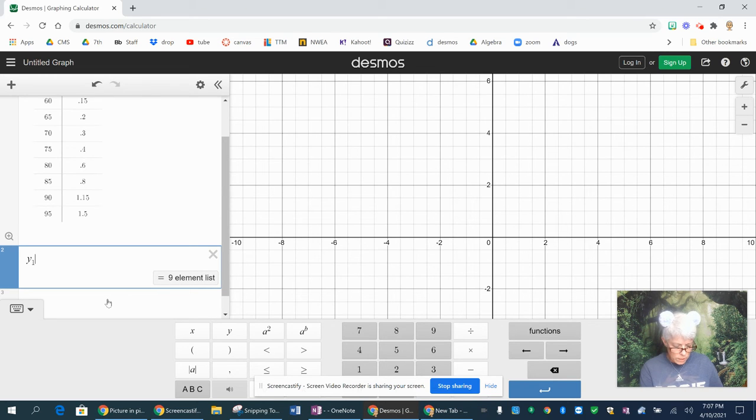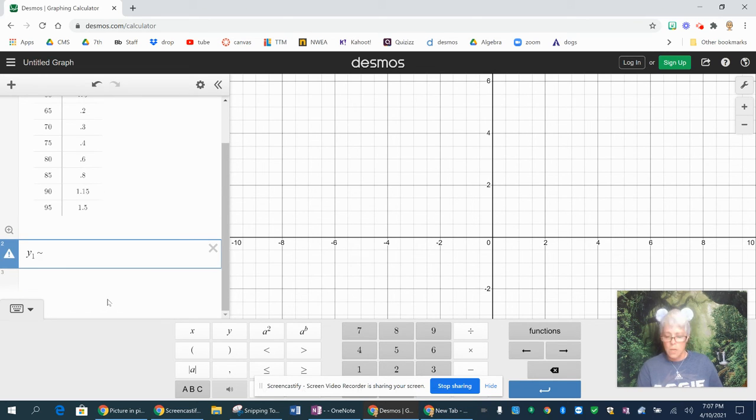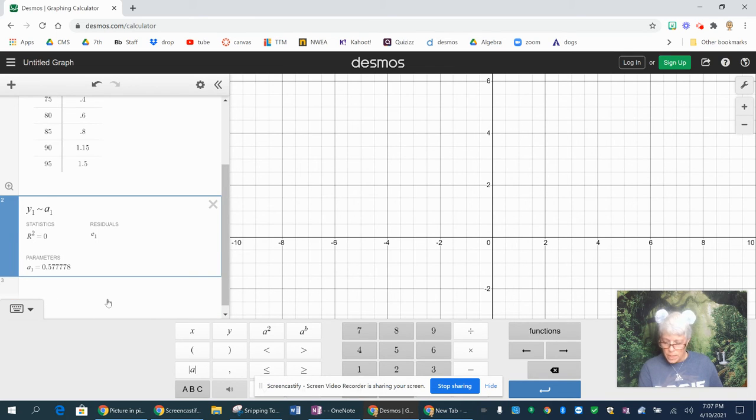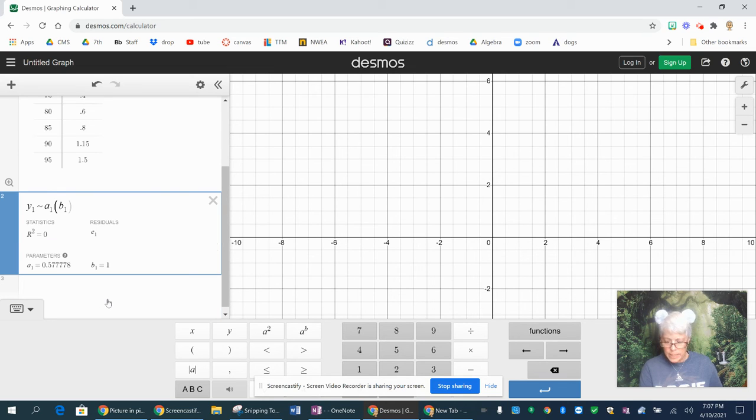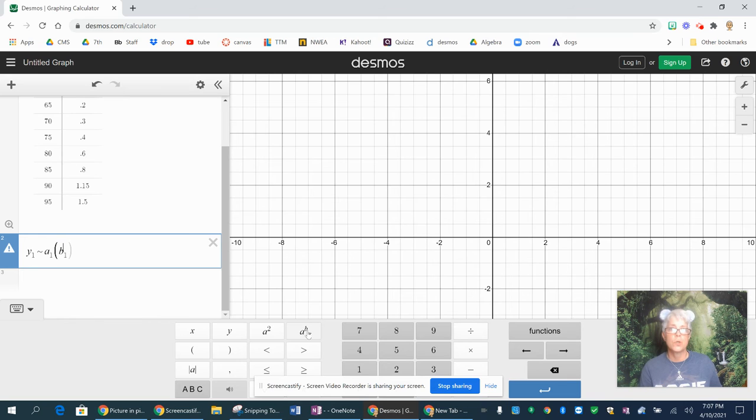Then I hit tilde, which is in the left-hand corner of your keypad. Then I do A, another subscript, and then the parentheses. Here's where you want to be careful. We're going to do B1, and then I need an exponent. I'm going to come down to the keyboard, but I'm not going to hit A squared, because that will automatically square it. If I hit A with the B up in the corner, it lets me choose what my exponent is going to be.